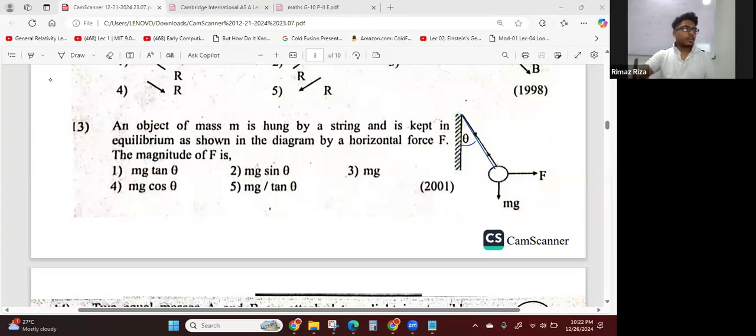Next, all three forces should intersect. No? This is the line of this. They will intersect, because if an object is in equilibrium under three forces, then all three forces are concurrent. That means they all go through a common point.